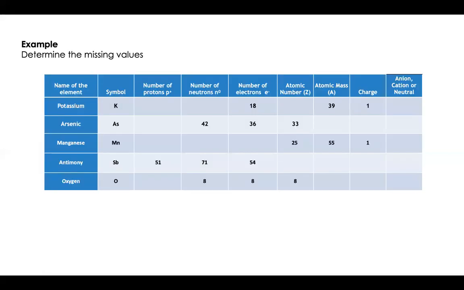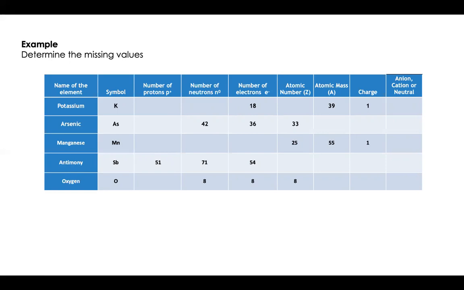Muy bien. So we have here the following chart, okay? And they are telling us that we have to determine the missing values. We have the name of the element: potassium, arsenic, manganese, antimony, and oxygen. We have their symbols, and then we have columns that say number of protons, number of neutrons, number of electrons, atomic number, atomic mass, charge, and we have to define if it is an ion or a cation, or if it is a neutral atom, okay? So the first thing that we have to do is look at the information that we have in each one of the rows in order to determine the missing information.